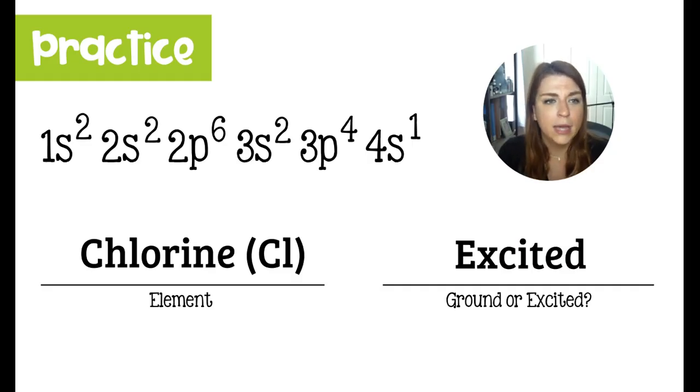So if I go through and add up all of those superscripts, I come out with 17, and 17 is going to indicate that I'm working with the element chlorine. One of my 3p electrons has jumped up to the 4s sublevel, which is why there's one missing here and an extra one right there. So that is electron configuration.